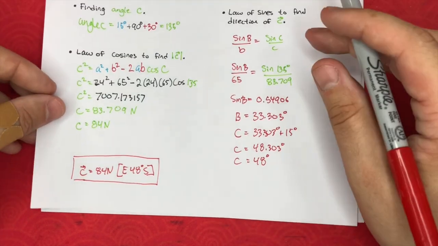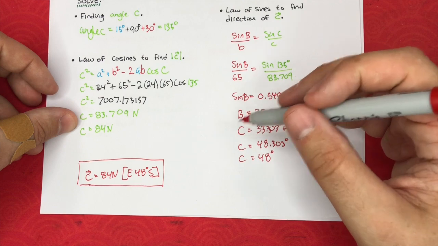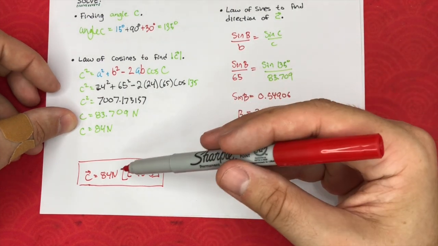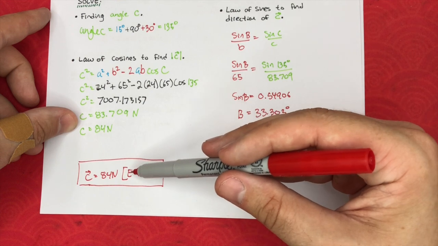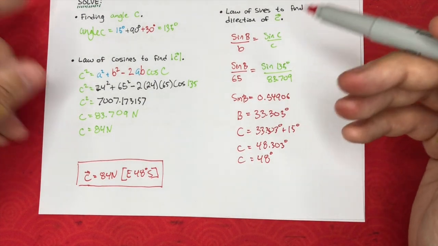So for our statement, we should write something along the lines of the vector C is 84 newtons east, 48 degrees south. And that's our final answer.